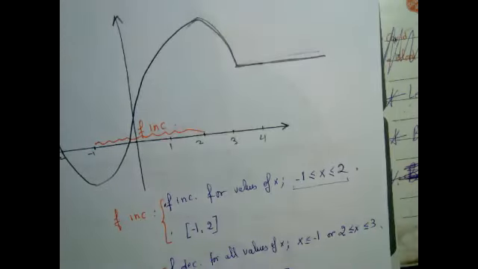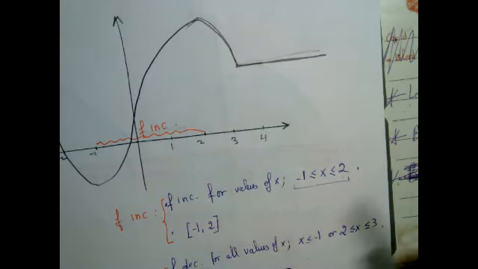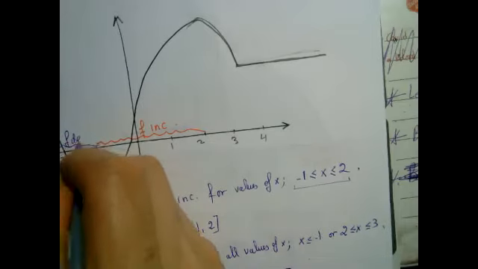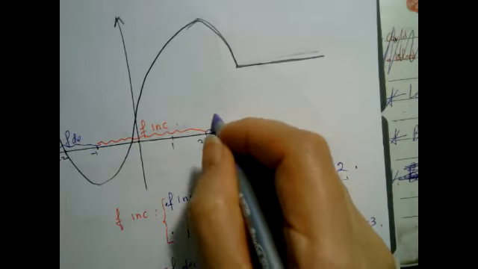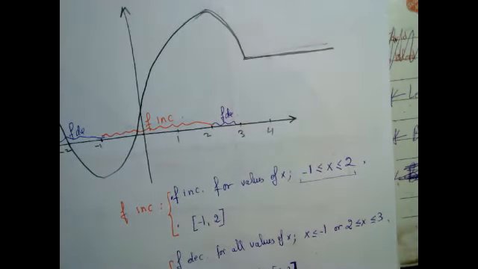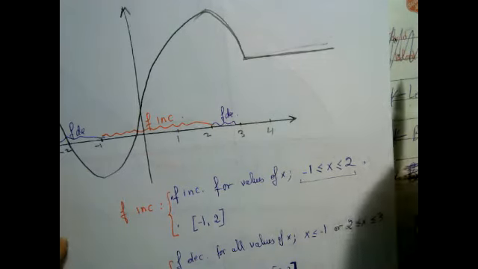Okay. Finally, f constant. That's the picture. So it's decreasing, and decreasing. Constant means it does not change value. It means the output is the same. So where is the output the same?